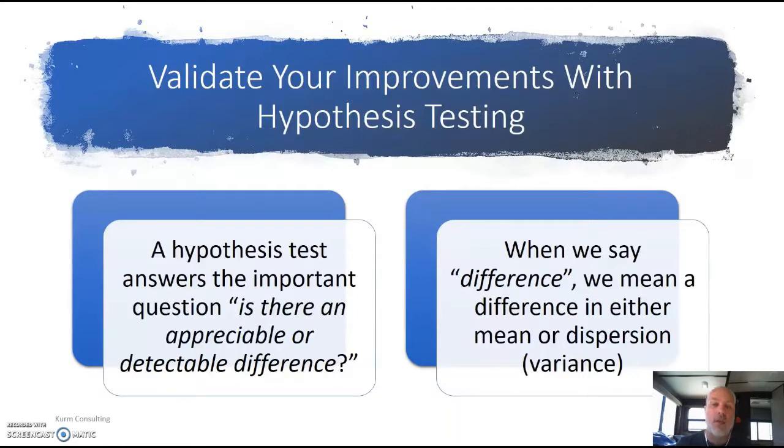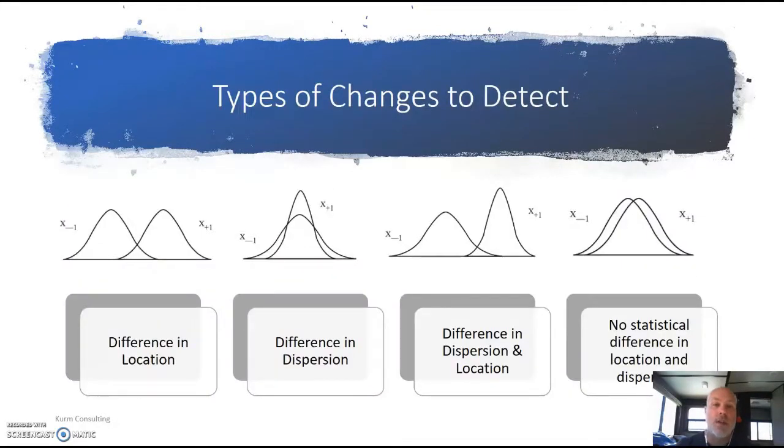And so when we say difference, the difference is either going to be with your mean, or my average, of whatever that output is I'm measuring for my business process, or its dispersion, what we call its variance and variation. So there could be at least one or two differences in terms of the average. Maybe I've moved it up or down, more in line with my specification, or I've made my process much less variable. Both are potentially improvements you can see, and you can detect it using hypothesis testing. So the types of changes to detect typically fall into these four buckets.